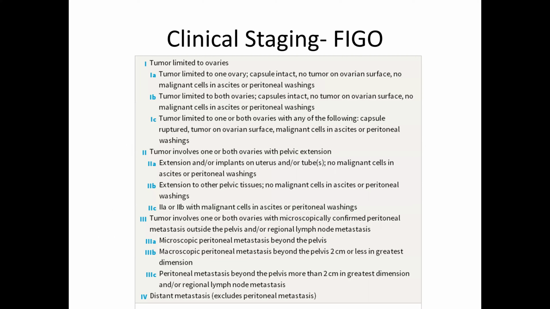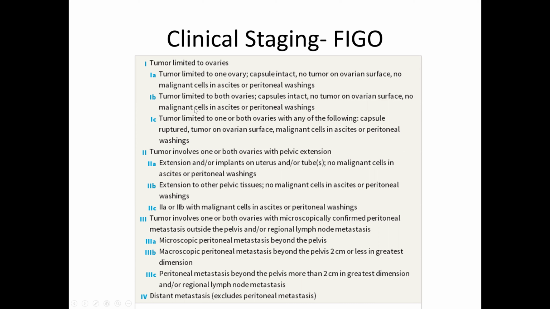Now, relative to staging, this is the HGSC clinical staging, also the FIGO staging, and it revolves around a couple of key questions. Is the tumor confined to the ovaries, and therefore stage 1? Does it have pelvic extension? In other words, is there involvement of more than one ovary and other areas or other tissues in the pelvis? And then is there either microscopic or macroscopic tumor beyond the pelvis? So that's a fairly simple parameter.